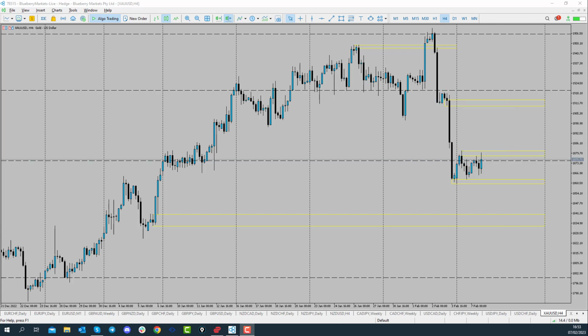I'm looking for one or two things. I'm looking for price to either trade out of this zone, come back in. Now what we can look for at this point is a lower time frame double bottom pattern. What I mean by that is if we were to go to the 15-minute time frame here, what we could look for is a double bottom on the 15-minute pattern, and then look for a move to the upside there on the 15-minute time frame.